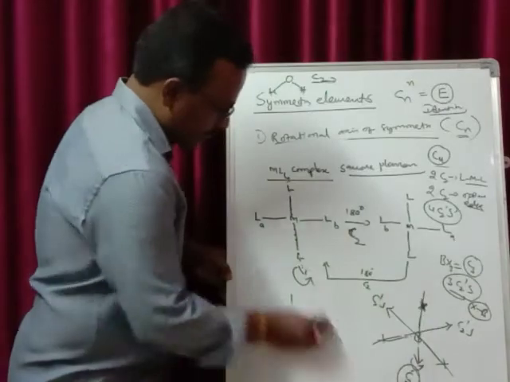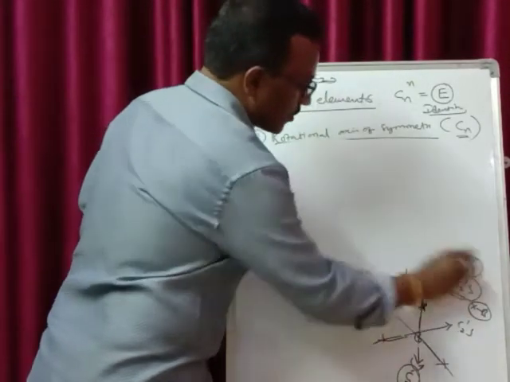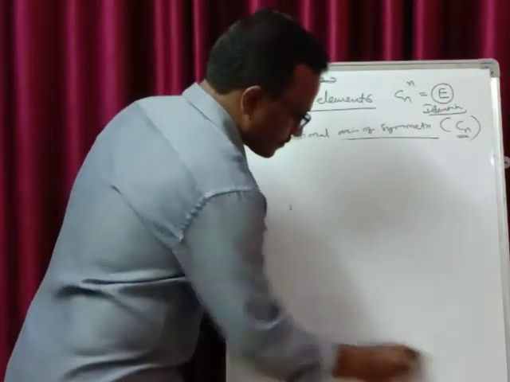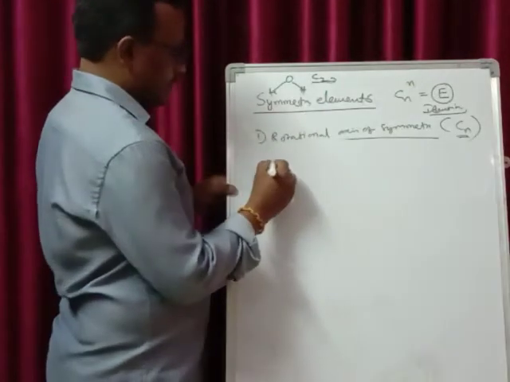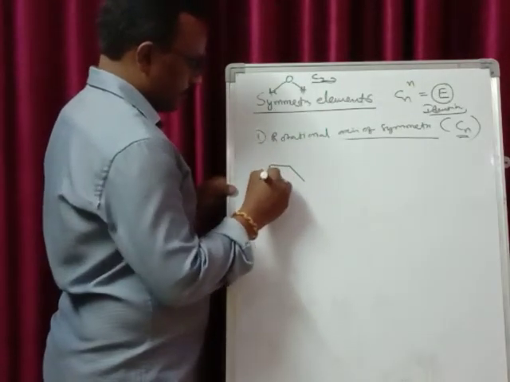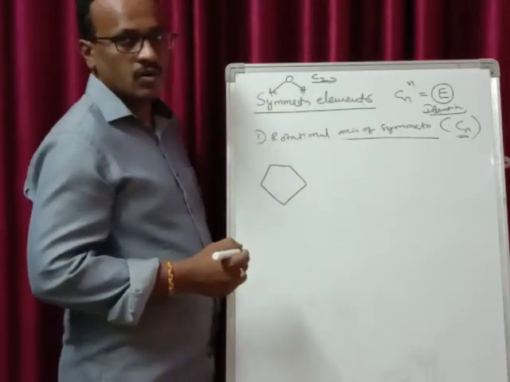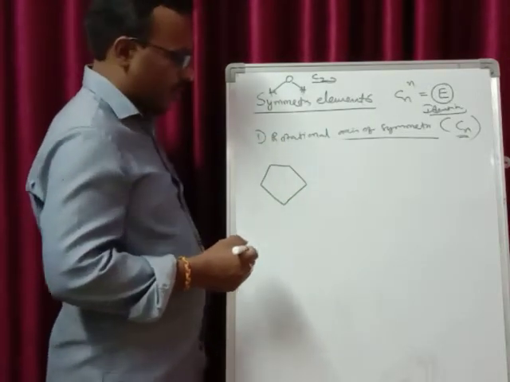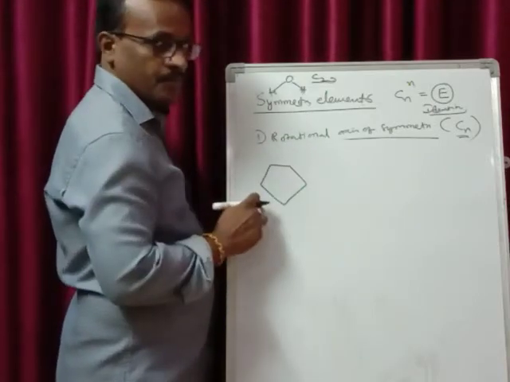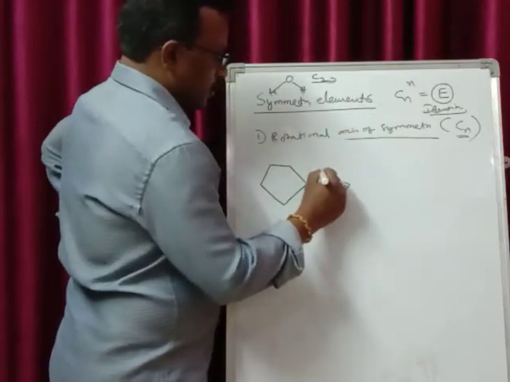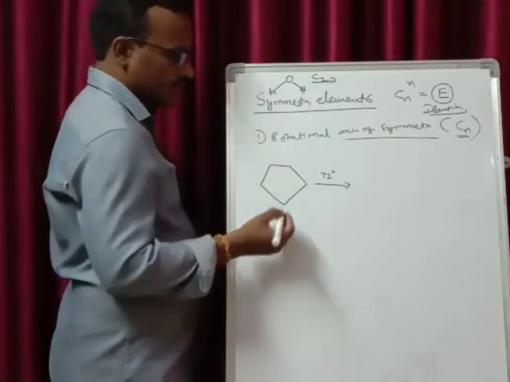Let us take two more examples in order to understand the rotational axis of symmetry. Cyclopentane. In this particular molecule, all the sides will be equal, right? And rotation of this molecule by 72 degrees. 72 degrees, right?